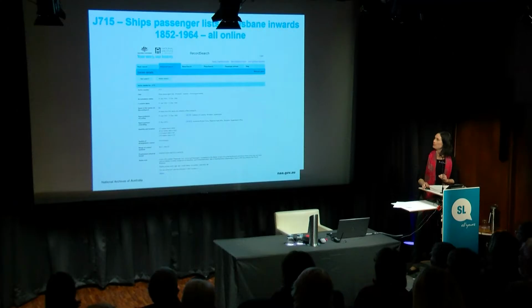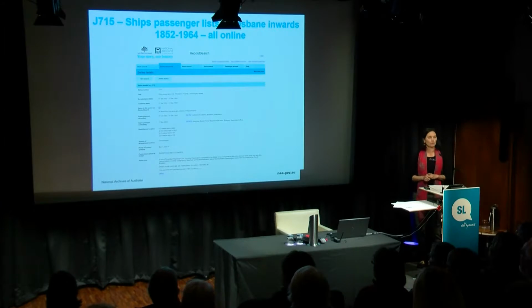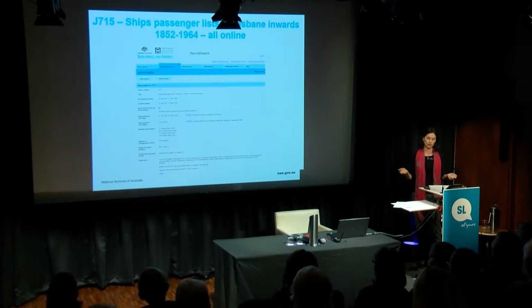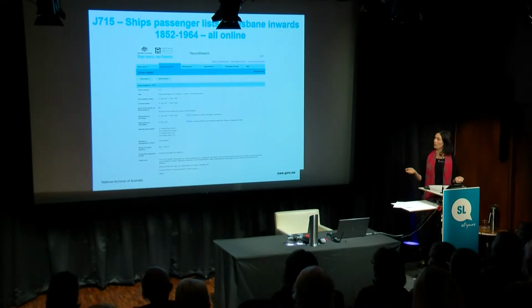So just remember that if you have an unsuccessful search. Okay, so that was the passenger arrivals index. That's our only index at the National Archives for passenger arrival records.